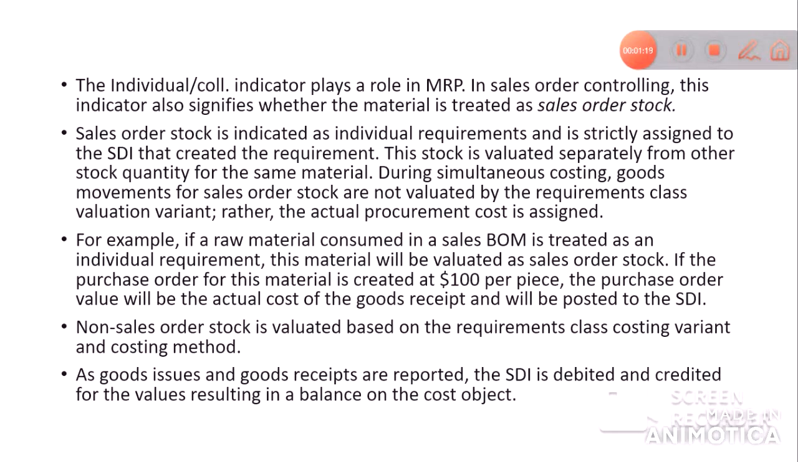For example, if a raw material consumed in a sales BOM is treated as an individual requirement, this material will be evaluated as sales order stock. If the purchase order for this material is created at $100 per piece, the purchase order value will be the actual cost of the goods receipt and will be posted to the SDI. Non-sales order stock is evaluated based on the requirements class costing variant and costing method, as goods issue and goods receipts are reported. The SDI is debited and credited for the values, resulting in a balance on the cost object.